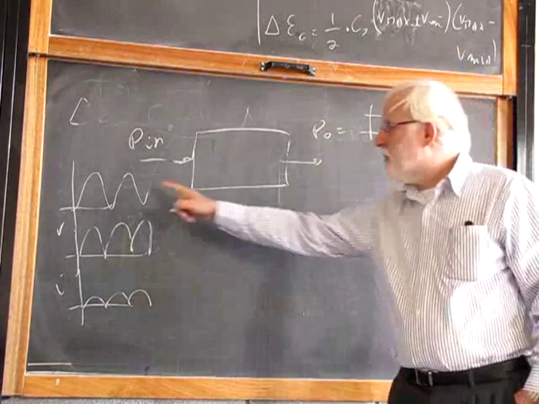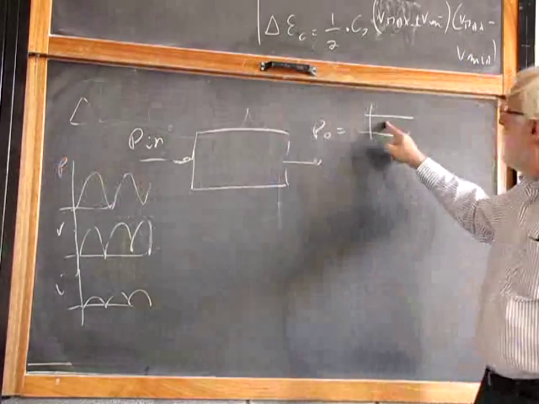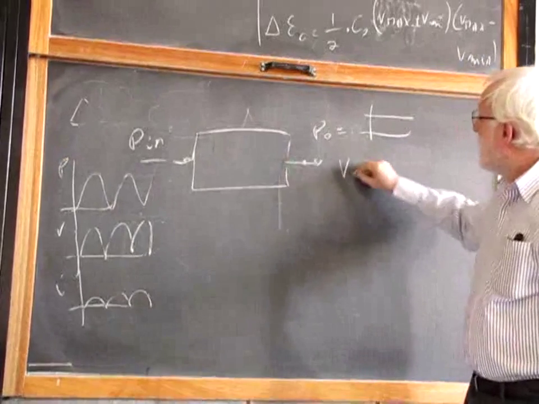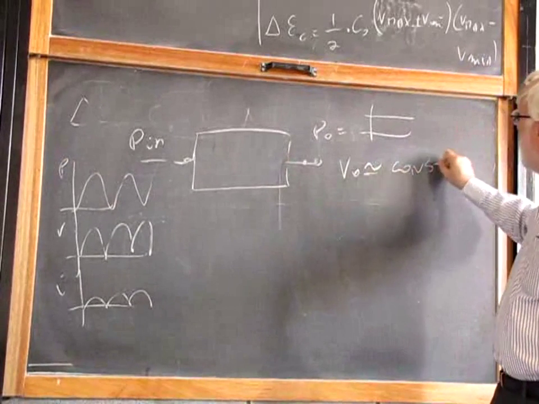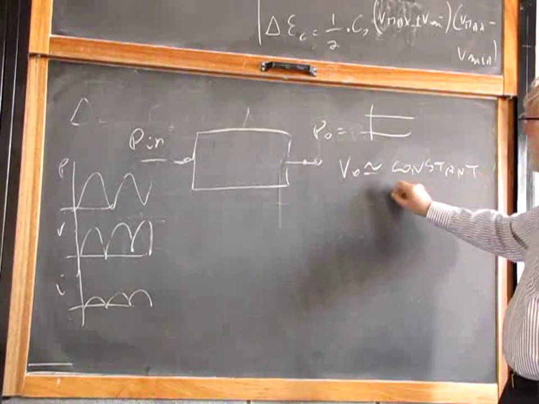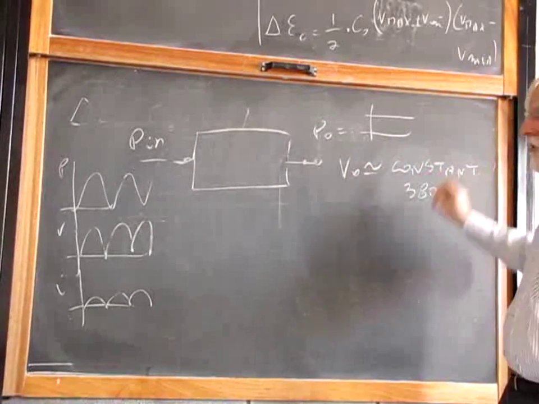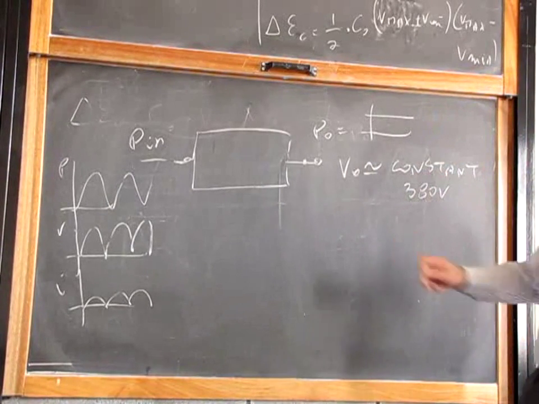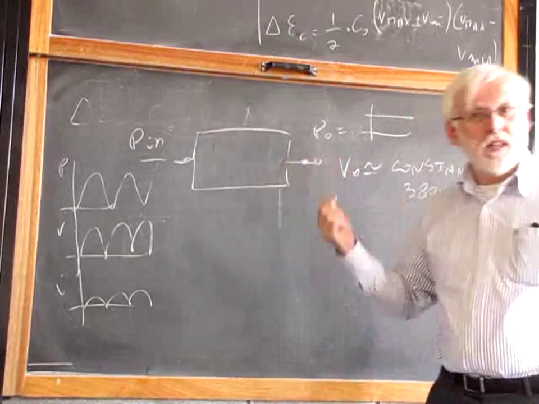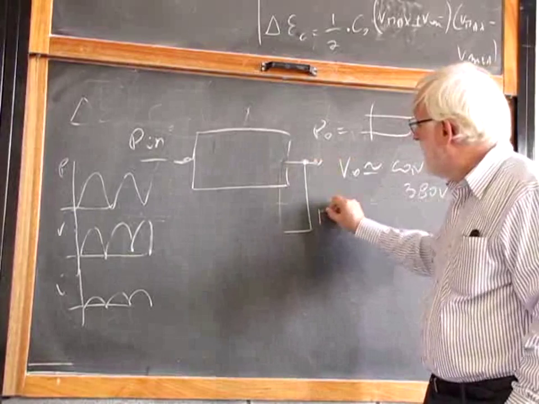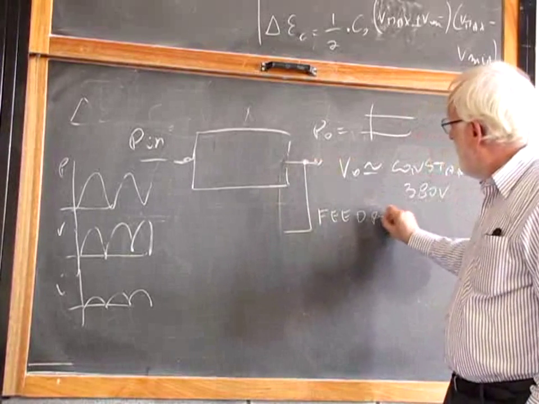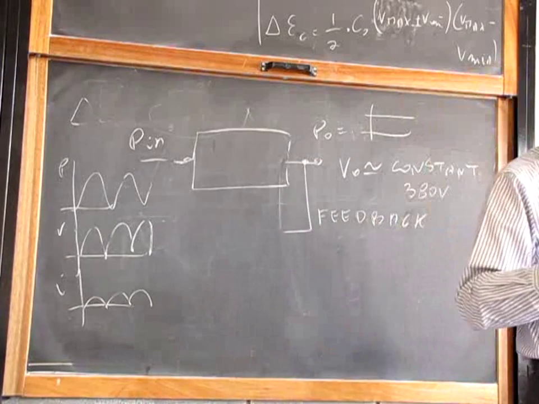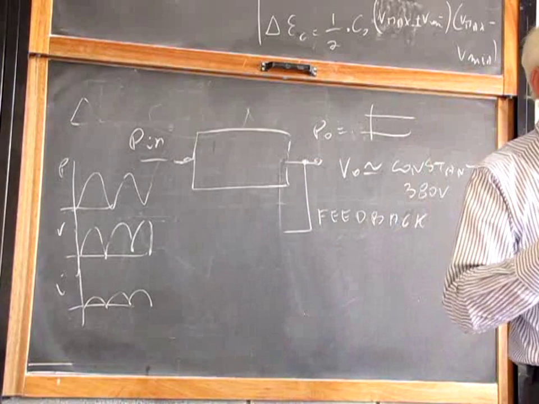The difference between this input power and this output power goes to charge the capacitor and come out from the capacitor. But I want to keep this output voltage more or less constant. Let's say around 380 volts or so. That is a reasonable value. So I need a feedback system. We will go into the potential of this in a moment. I need a feedback system that measures the output voltage and controls the duty cycle to keep the output voltage constant.